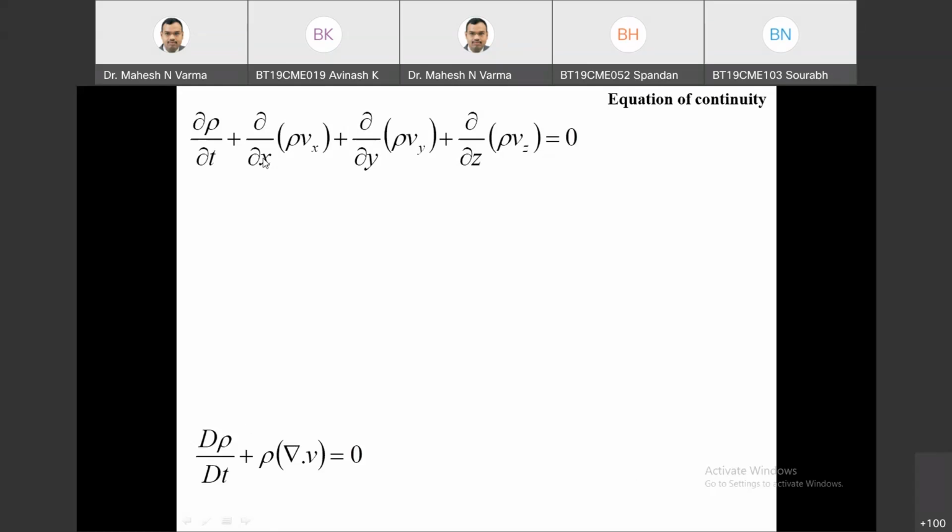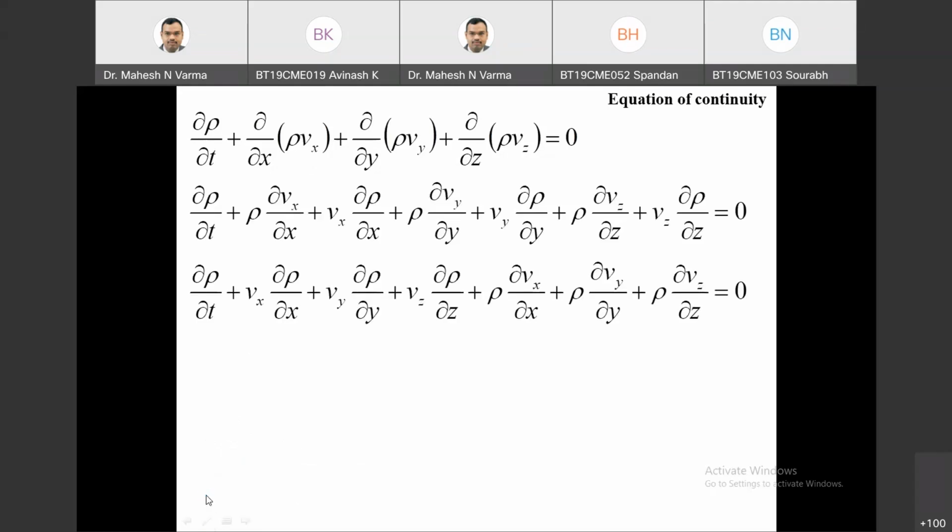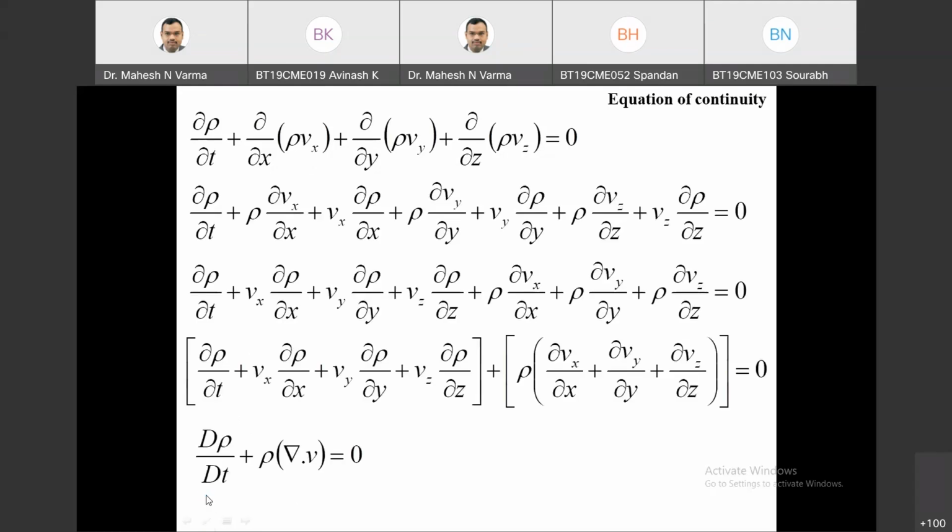So this is the equation of continuity, and then we have discussed a different form of the equation of continuity. This is one form of the equation of continuity, and this is another form. You can open up this density into velocity, and this is considered as one function. This is considered another function, and rearranging this equation and using the substantial time derivative definition, I can get this equation. This is what we have done. So this is another form of the equation of continuity.